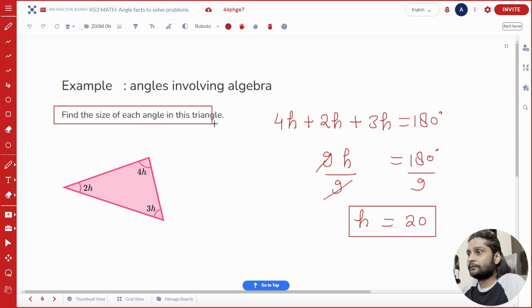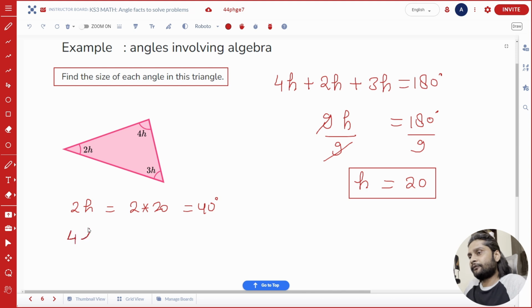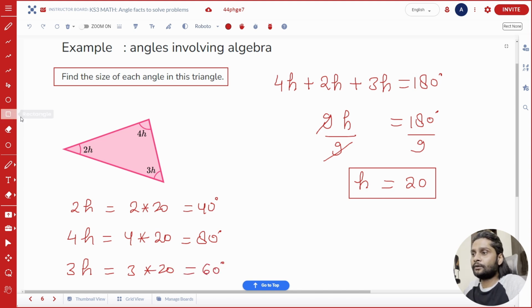The question asks you to get the value of each angle. So basically we need to plug into these expressions. 2h will be 2 times 20, so that's going to be 40 degrees. Similarly, we have to get the value of 4h, which is 4 times 20, because h is 20. That's going to be 80 degrees. Similarly, 3h is 3 times 20, and that becomes 60 degrees. And the good thing is, when you add all three angles together, you can verify that they add up to 180 degrees. It means whatever we have solved here is correct.